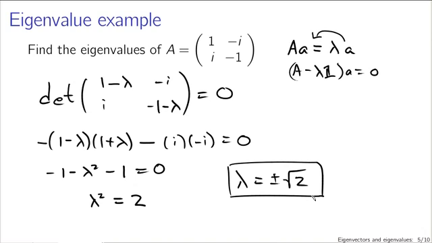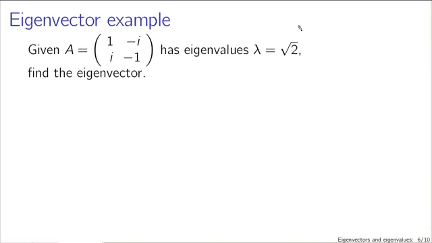So we found our eigenvalues. What about our eigenvectors? The best way in general to solve for the eigenvectors is to go back to this equation, substitute in the value of the eigenvalue, and solve the system of linear equations that results. So let's see what happens when we do that.